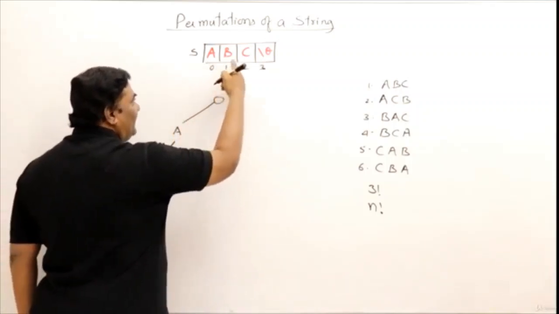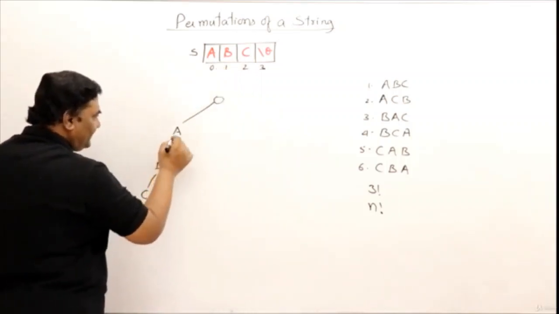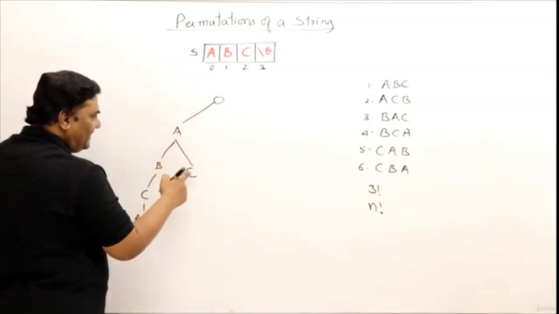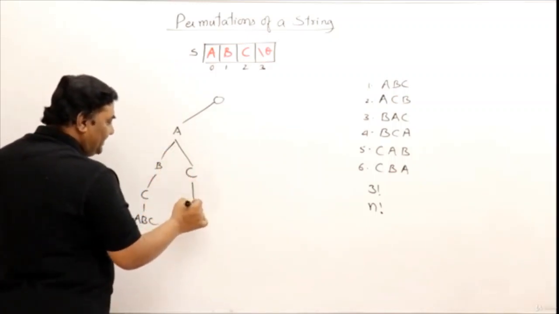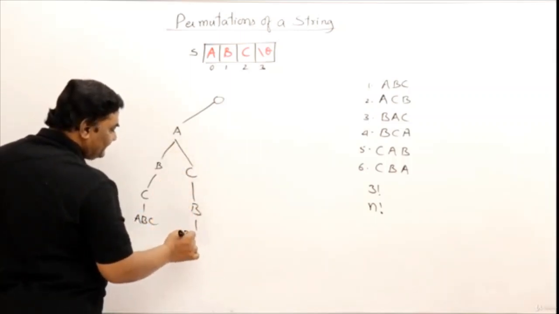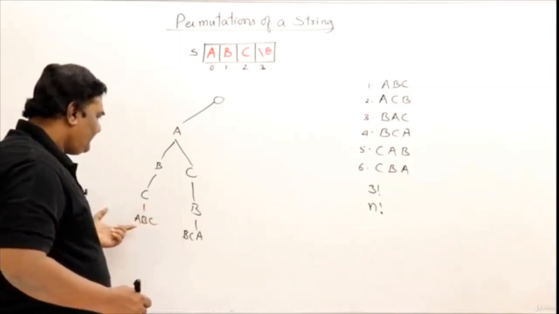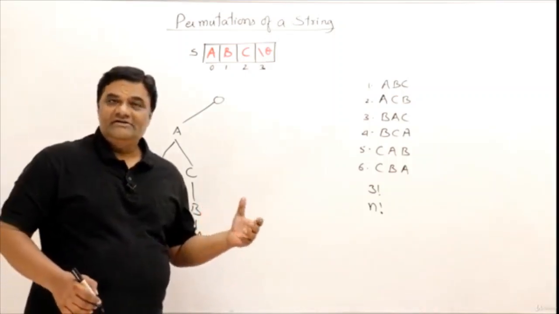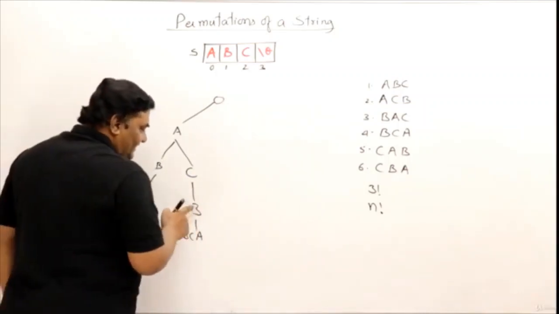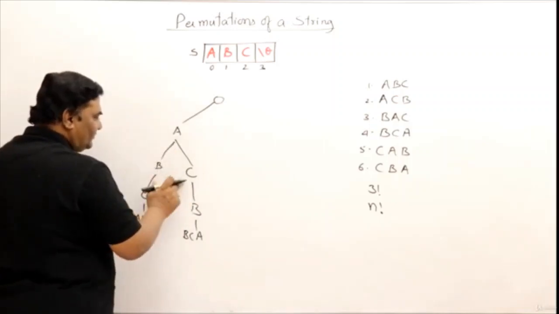When I am on A, I can go on B as well as I can go on C. B I have already taken, so let us go on C. From A, I have gone on C. So what is remaining? B is remaining. So what is the result? ACB. So I got two different arrangements, and I can show these arrangements in the form of a tree. After C there was only one letter B. Then after A, B and C both are over.